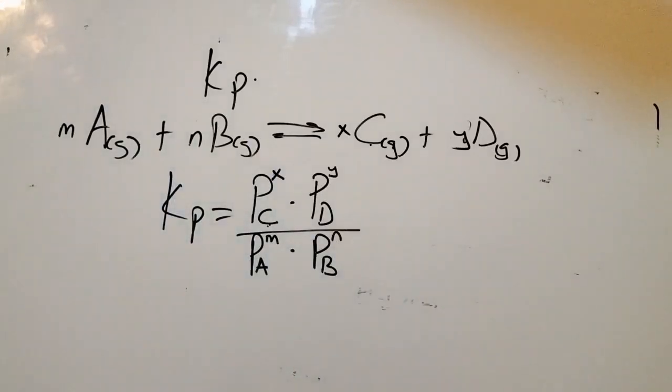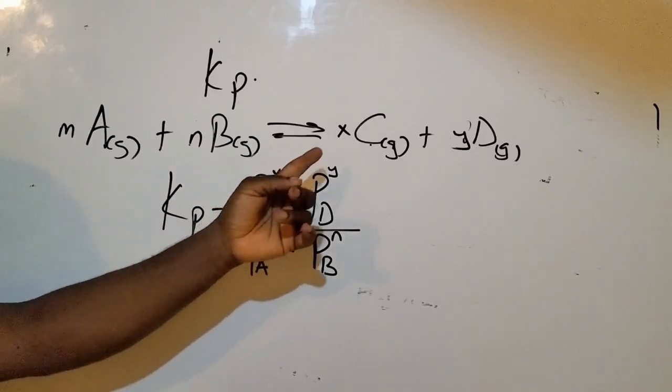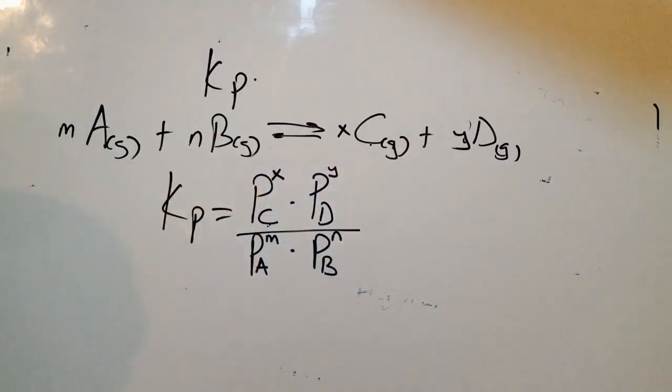So you see that it's similar to the Kc expression, except in Kc, you apply a square bracket for concentration. When you're writing Kp, you use P to represent the partial pressure of each of the substances, as you can see on the whiteboard. So let's take a simple exercise.